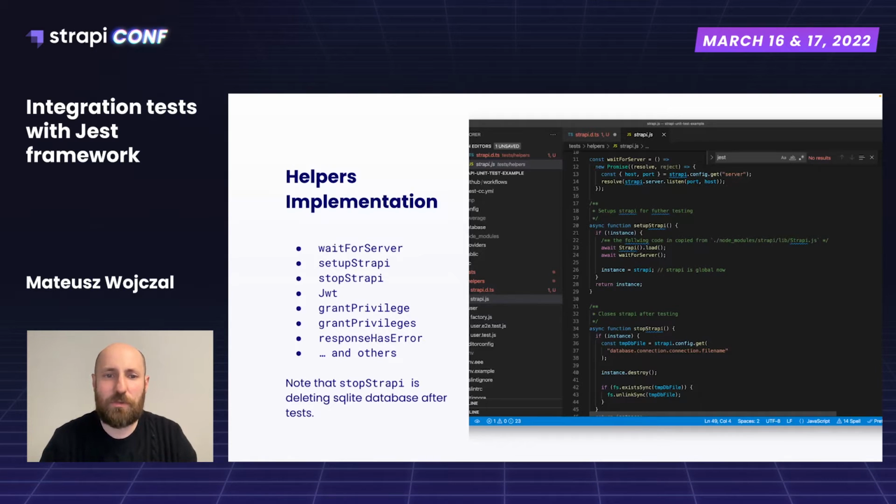What's important here is that it's essential for tests to run on an empty database. So here on stop Strapi, by default, Strapi is using an SQLite database, which is stored in just a file. After all of the tests, when we gracefully shut down, we are deleting the file of the SQLite database, which is the most straightforward way to clear up the database.